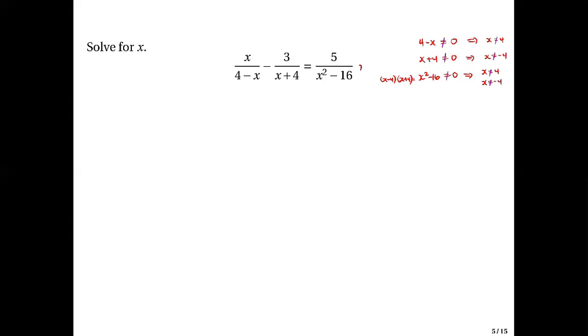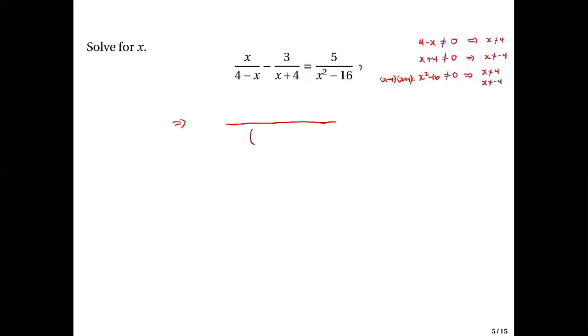Okay? So you can do any method you want. You can use LCD method. You can combine them into a single fraction. Let's combine these two guys here into a single fraction. Then on the left hand side, we will have in here, you will get what?